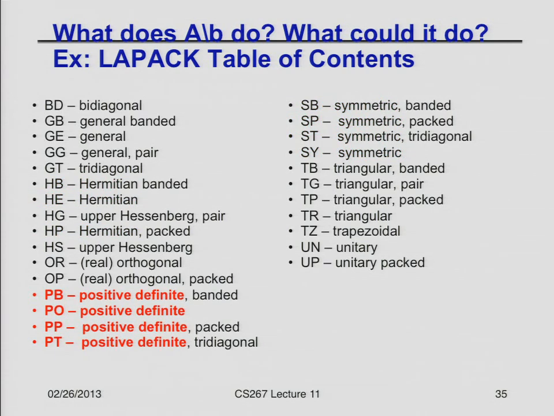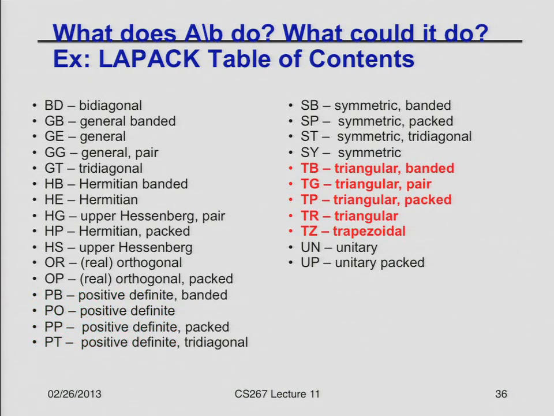And there's yet one more flavor of symmetry, where you have an extra property called positive definiteness, which means all the eigenvalues are positive. If you know that, you definitely want to take advantage of it. You can go faster. And then there's, of course, triangular matrices, which could include trapezoidal and packed and pairs of them and all those sorts of things. So this is the complexity you have to work through.